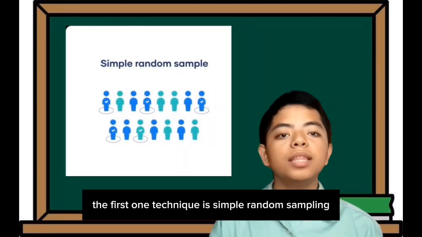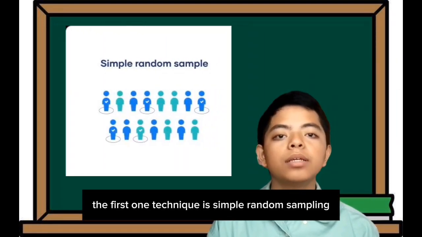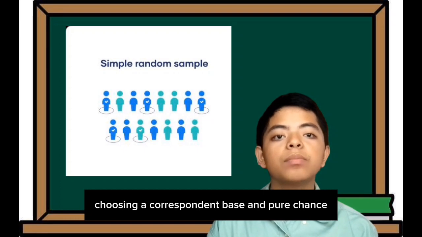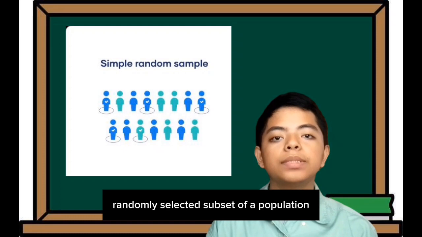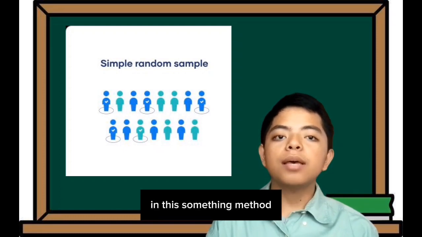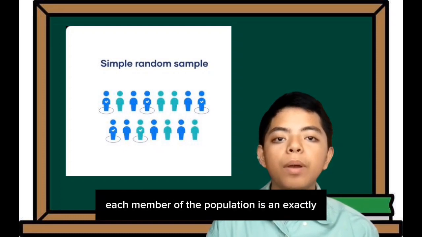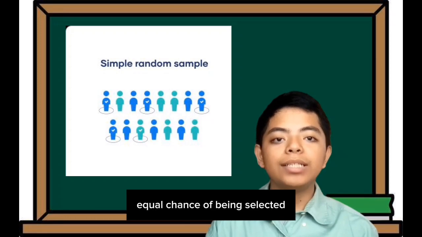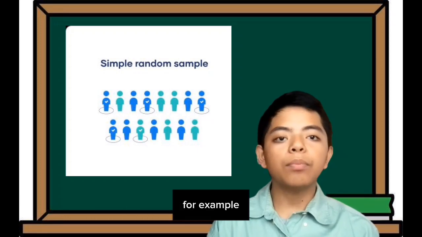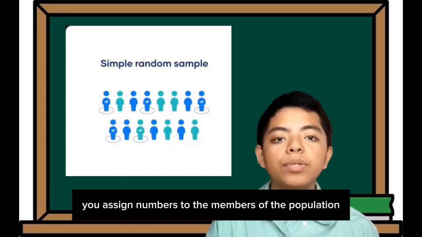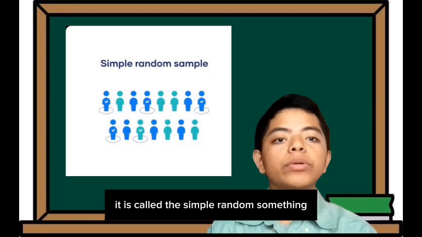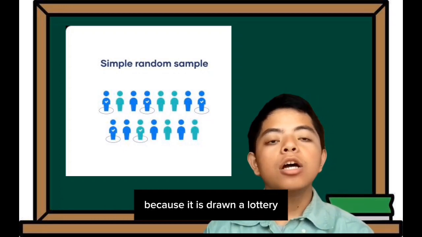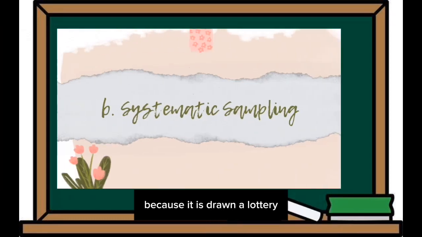The first technique is simple random sampling. Choosing a respondent based on pure chance. A simple random sample is a randomly selected subset of a population. In this sampling method, each member of the population has an exactly equal chance of being selected. For example, you assign numbers to the members of the population and then draw lots to obtain your sample. It is called simple random sampling because it is drawn like a lottery.